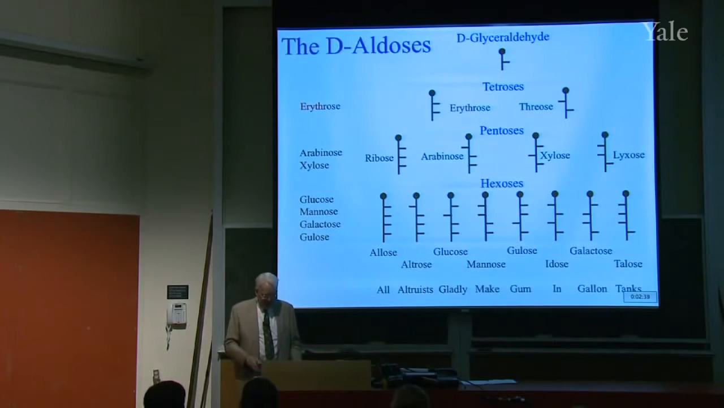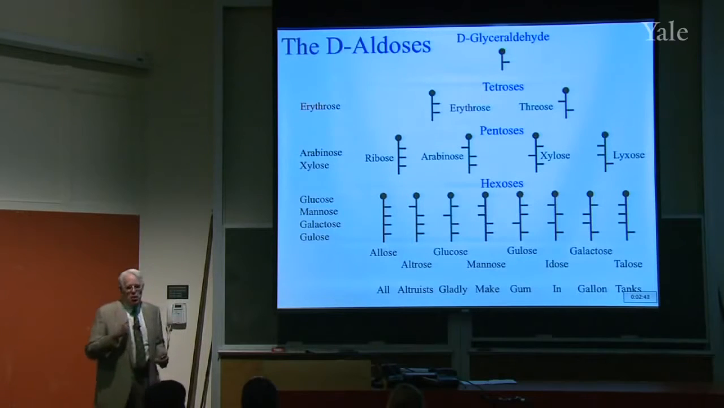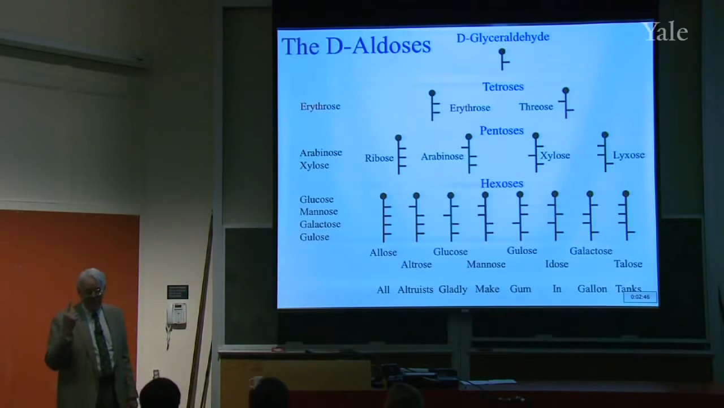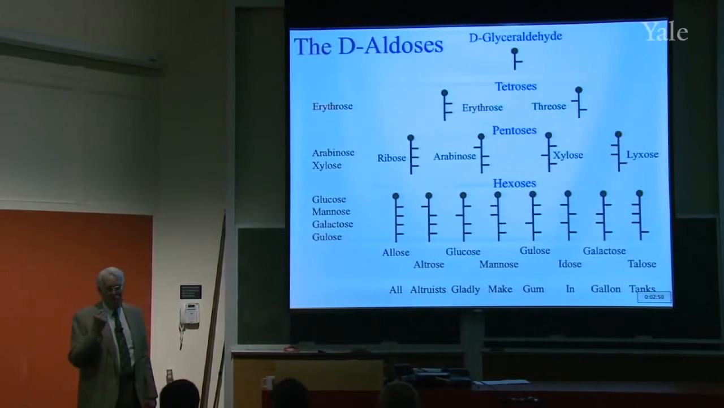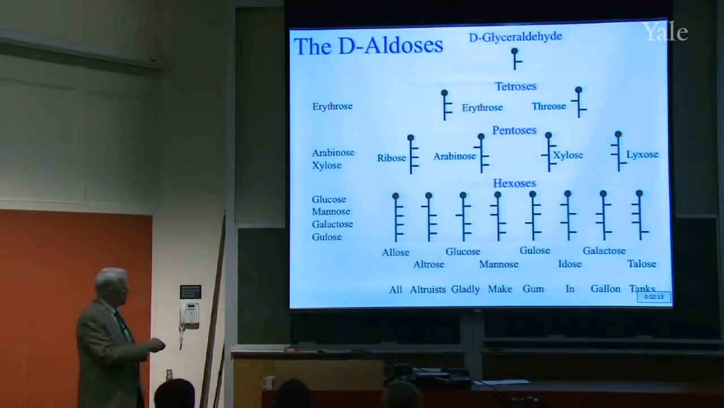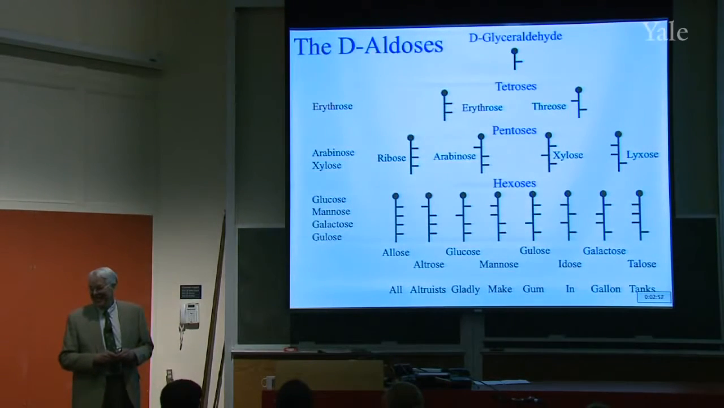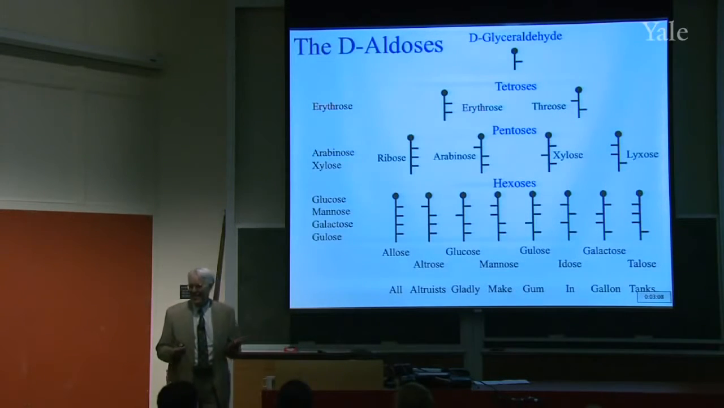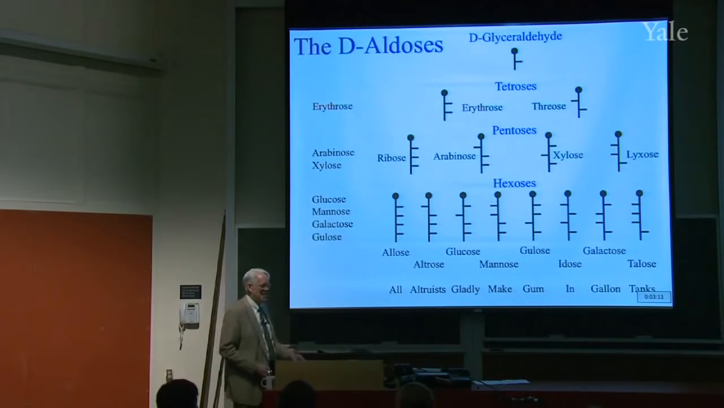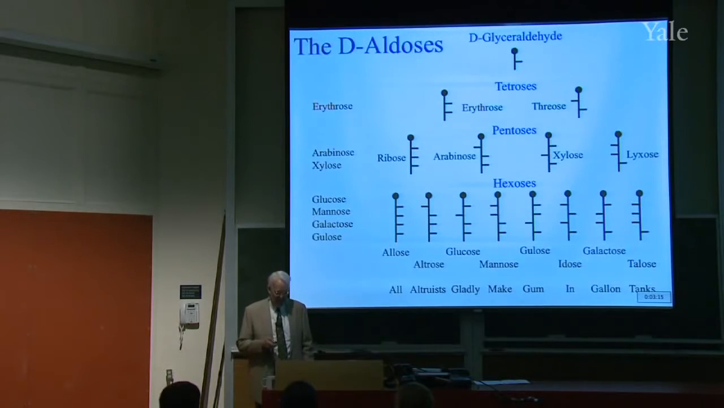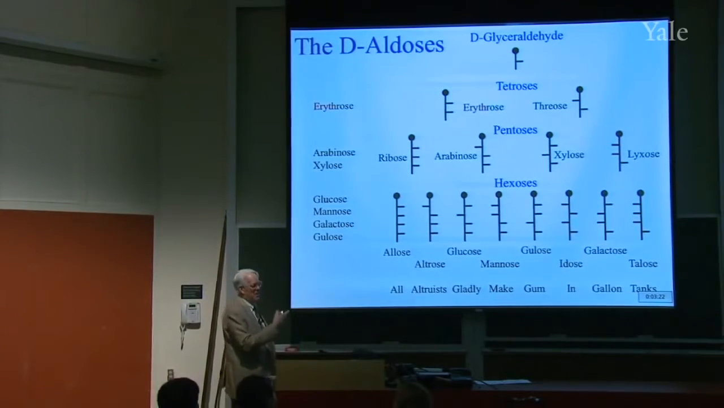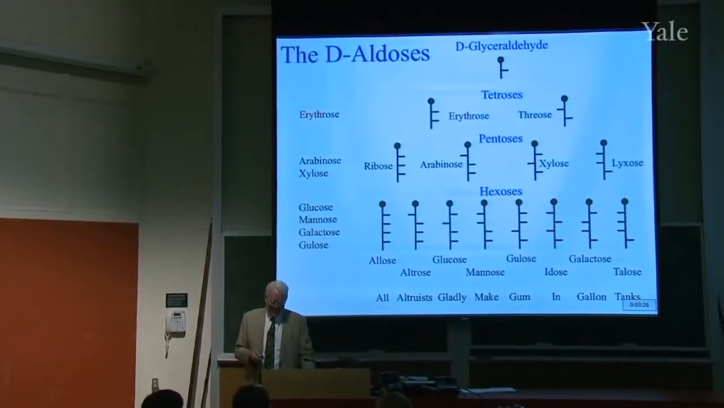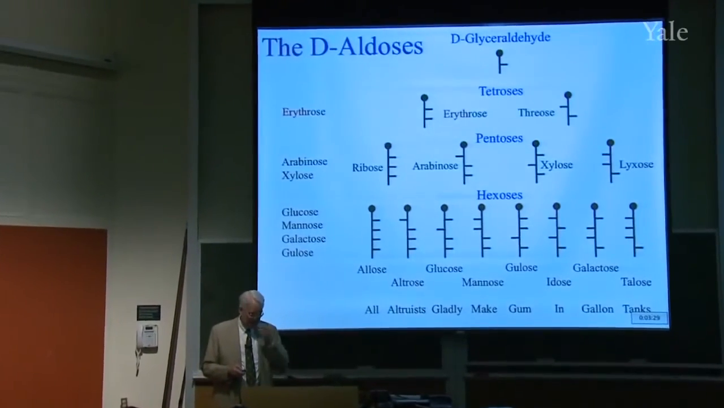Now, if you want to remember it, I took organic chemistry the way you are 50 years ago this year, okay? And the guy that I took it from, Louis Fieser, made up this: All altruists gladly make gum in gallon tanks. And I remember that for 50 years. So I have no trouble doing allose, altrose, glucose, mannose, gulose, idose, galactose, and talose. It's not a very fundamental contribution to science, but it's very handy if you want to teach about hexoses. And if you want to do this one, it's Raxel, R-A-X-L. And erythrose and threose, you just remember. Okay, so hooray for Emil Fischer.